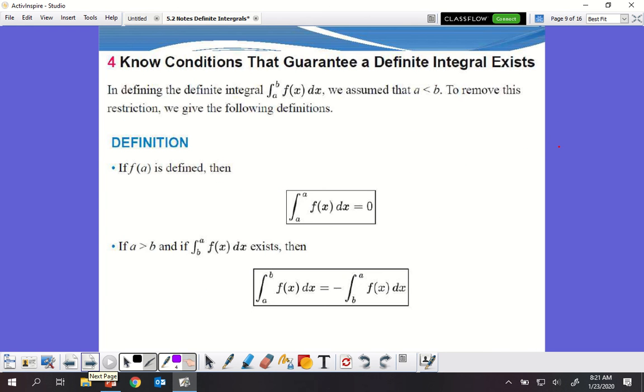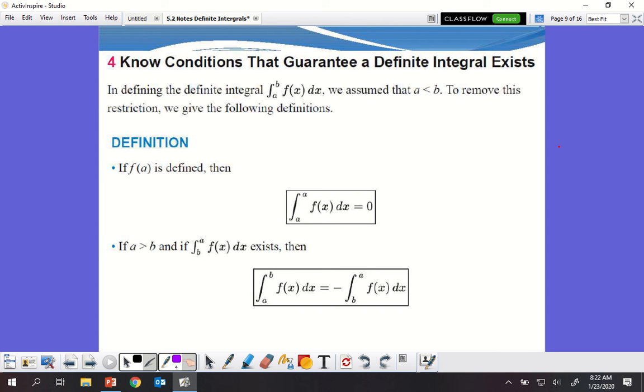So, conditions that guarantee a definite integral exists. Defining the definite integral from a to b of f of x dx, we assume that a is less than b. So we read these things from left to right. If it is not less than b, then whenever we're doing this, given the following conditions, if this is defined, it's some function.